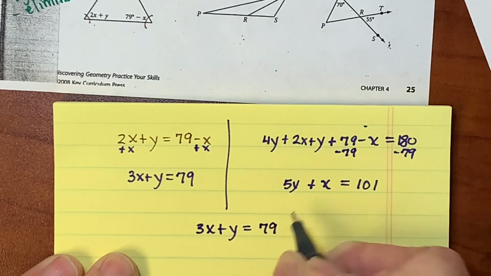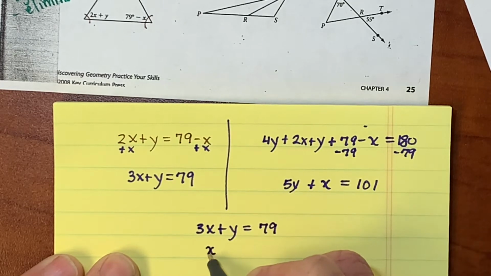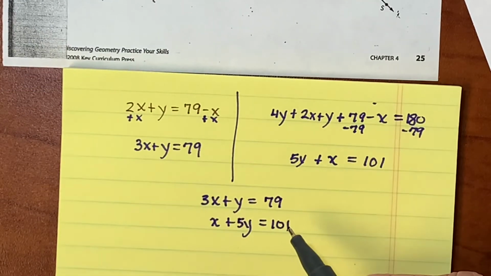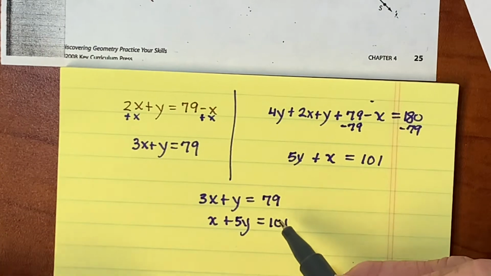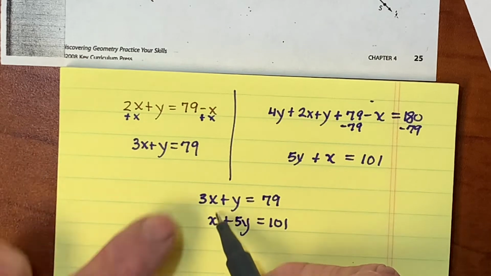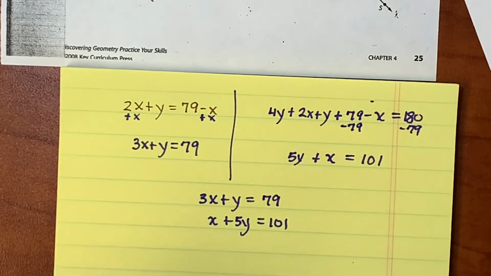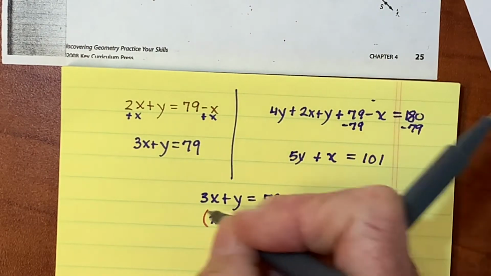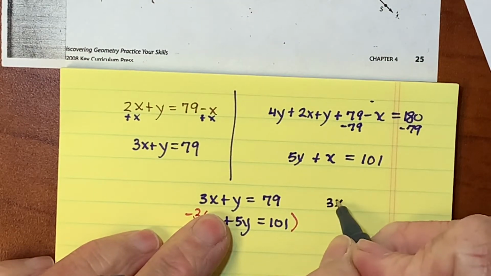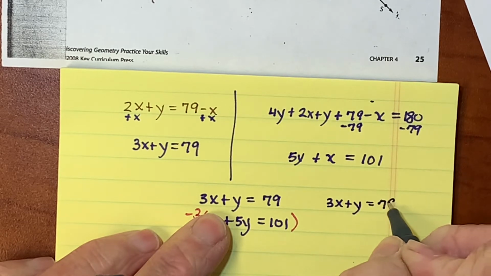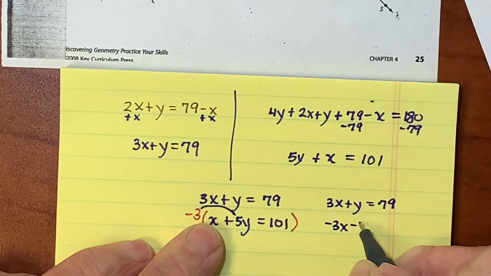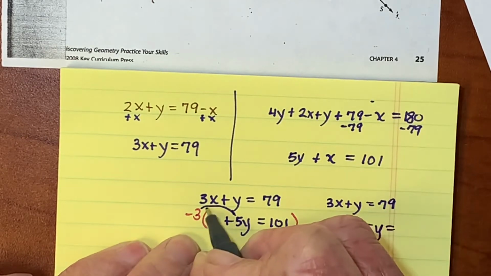So here's the first equation. I'm going to flip the x and the y, so I have x plus 5y equals 101. I'm going to use elimination. Substitution's not a bad way to go here either, but I'm going to cancel out one of these two variables. I'm going to cancel out x's by creating opposites here. So I'm going to multiply this entire equation through by -3. The first equation doesn't change, it doesn't need to.